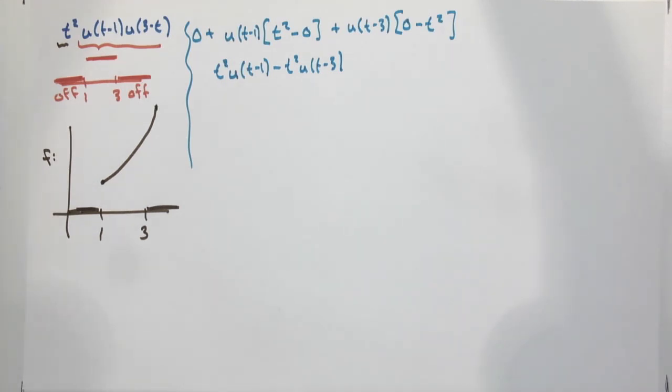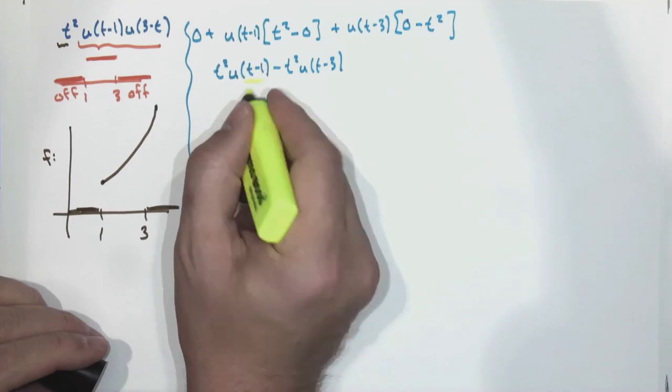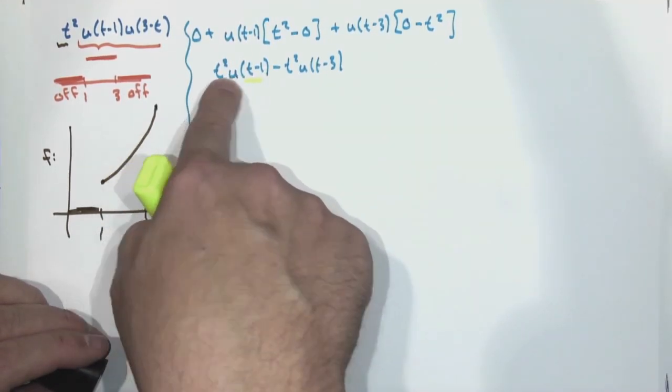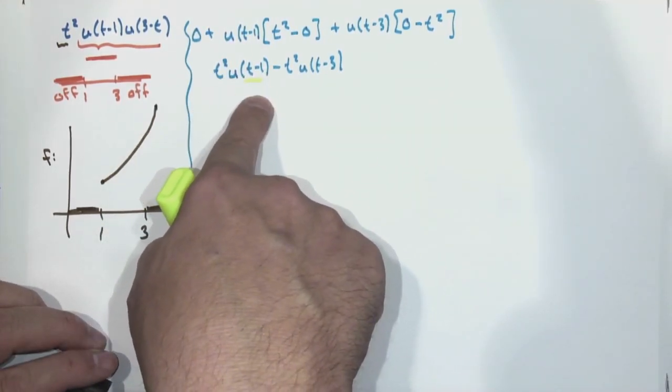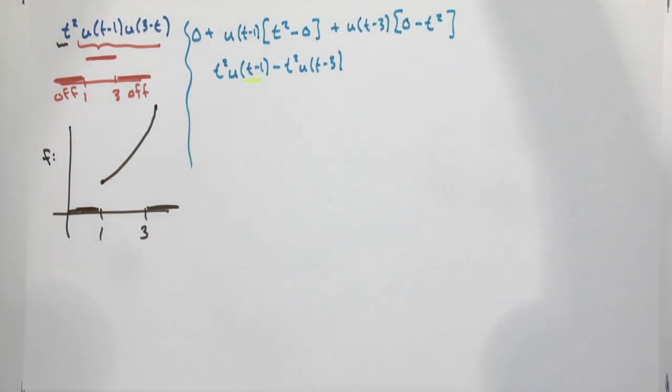No, we're not ready yet. What's our issue? For the first part, we need to write t squared in terms of t minus 1. Right now it's in terms of t. So what do we do?